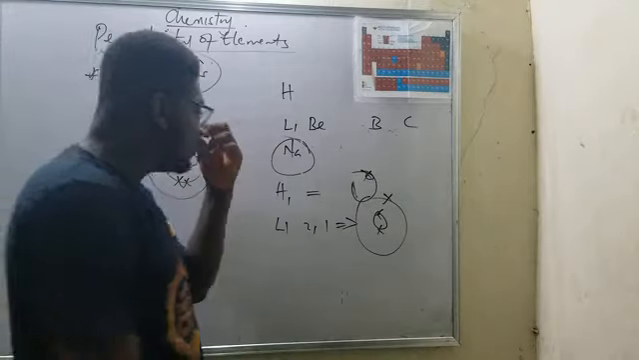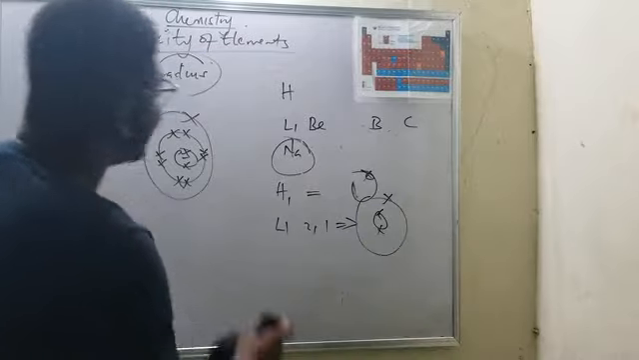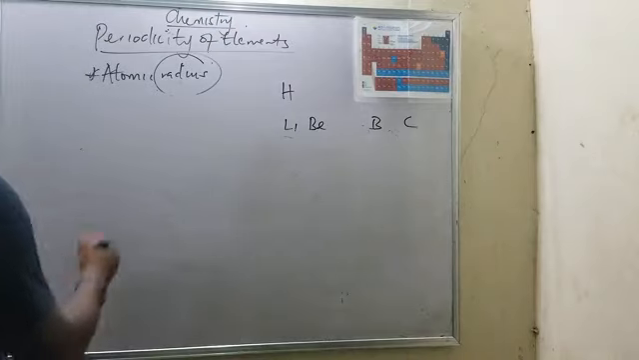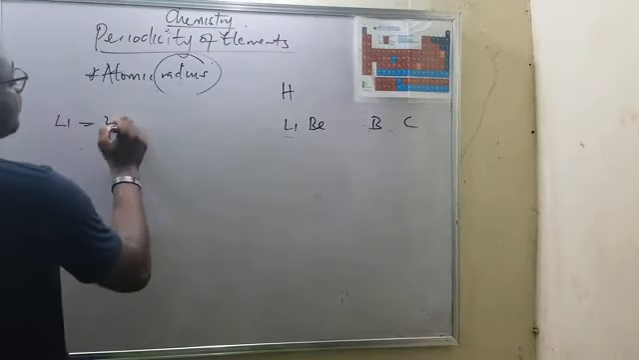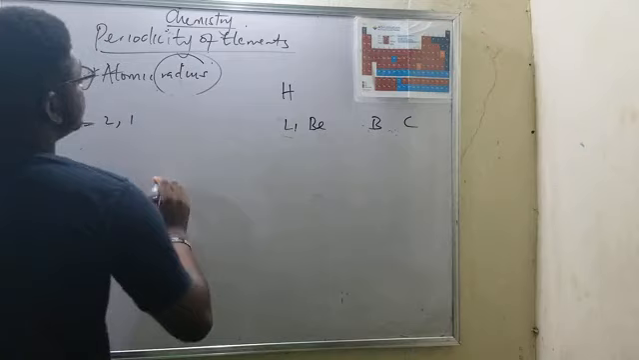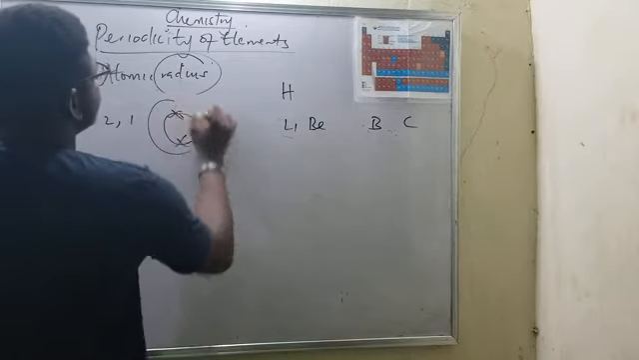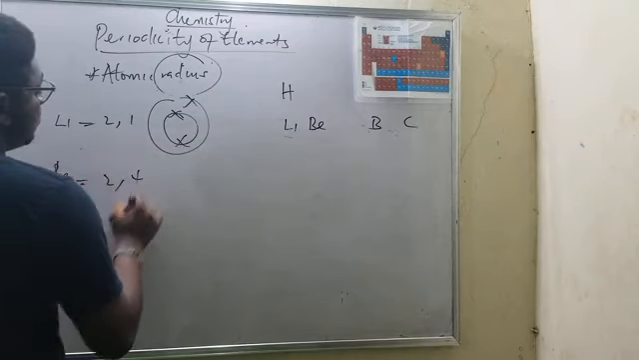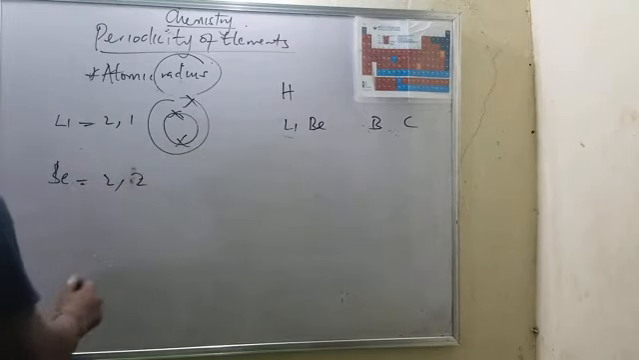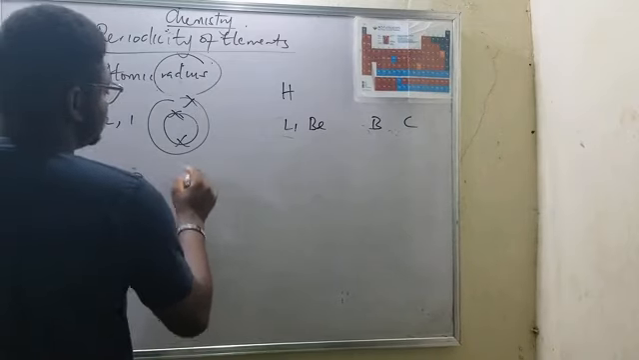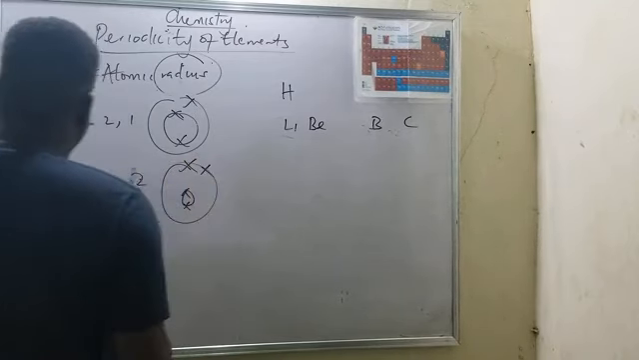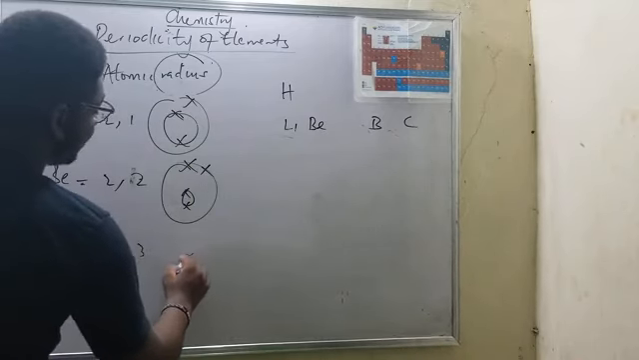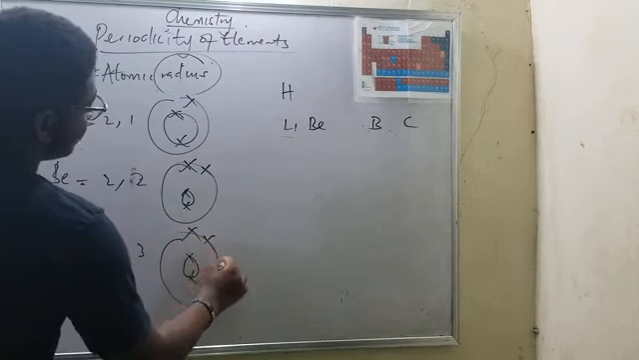But across the period, we realize that it is not like that. Across the period, let's say we are using lithium, beryllium, and boron. Lithium has an atomic number of 3, so we have 1, 2, 3. Beryllium has an atomic number of 4, configuration 2, 2, so we have 1, 2, 3, 4. Boron has an atomic number of 5, configuration 2, 3, so we have 1, 2, 3, 4, 5.